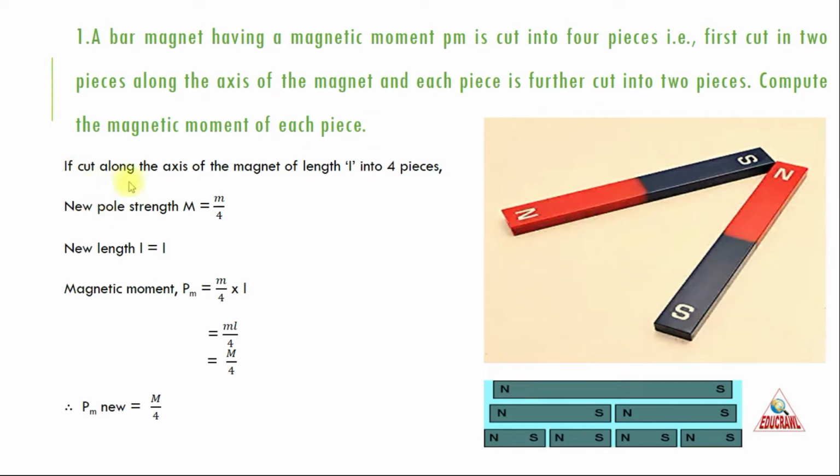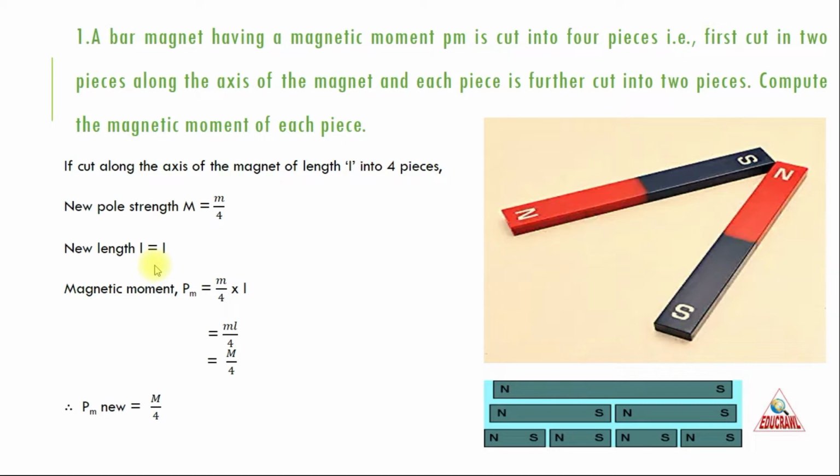So we are cutting the magnet along the axis into 4 pieces. The original length is L. When it is cut into 4 pieces, the pole strength will be divided by 4. So the new pole strength M is equal to the original pole strength m divided by 4. The length will be the same.